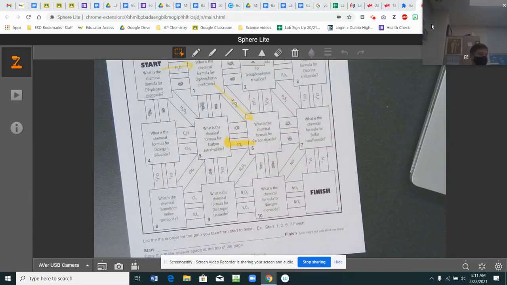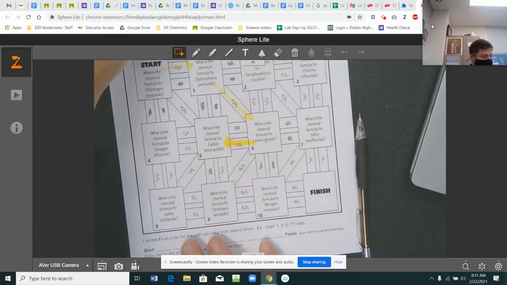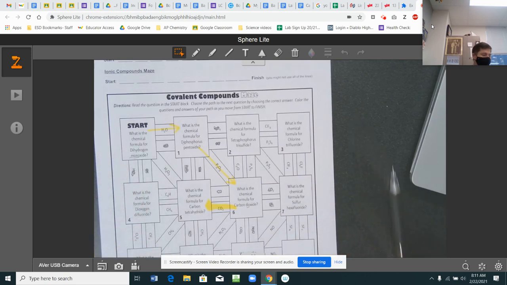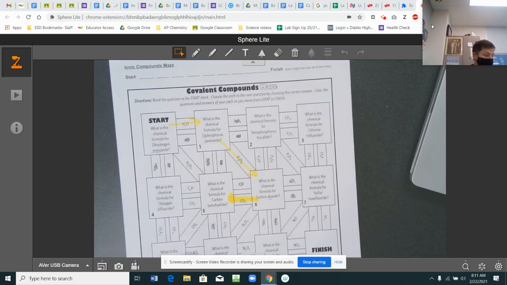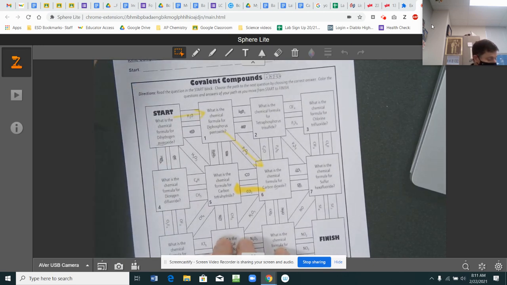Okay, February 22nd, we are going over the ionic covalent compounds maze. Sorry, just realized I hadn't started recording.